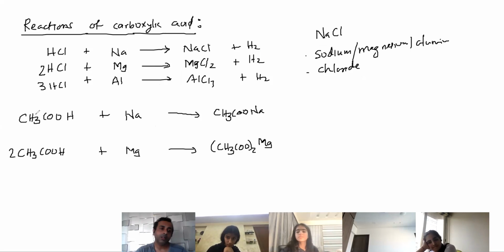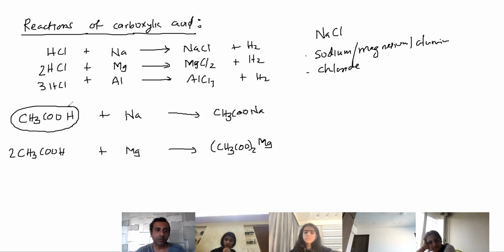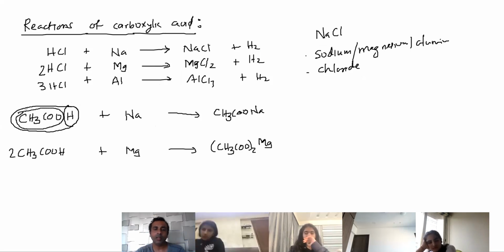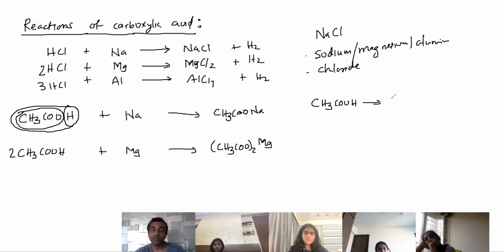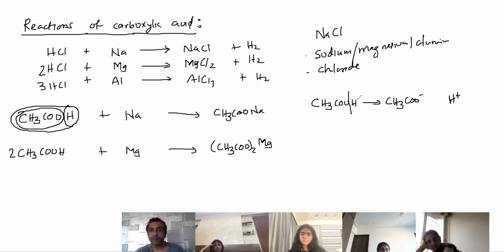Okay. Now similarly, we'll have to decide the name of the anion here. In this, we know that H will be displaceable, so the remaining part of the molecule will become the anion. When an acid like ethanoic acid is dissociating, it will split into the anion CH3COO minus and H plus.